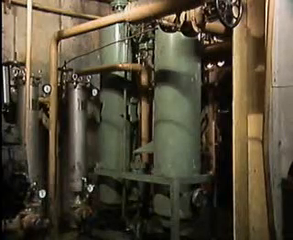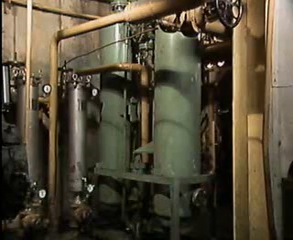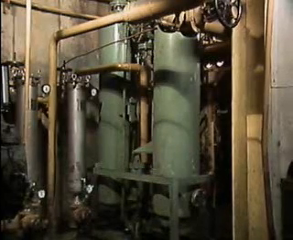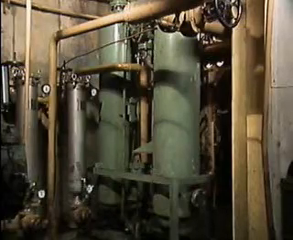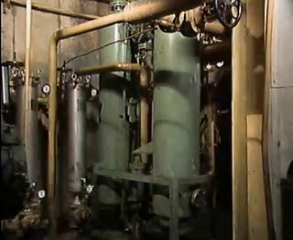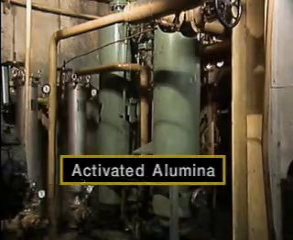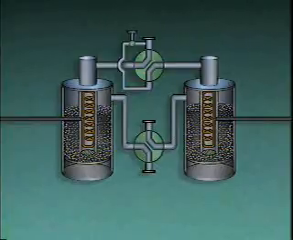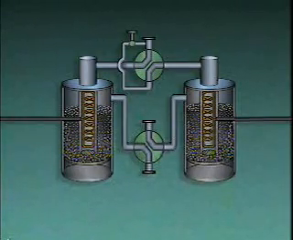Another auxiliary device that may be used along with a demister when extremely dry gas is required is a desiccant dryer. A desiccant dryer uses chemicals called desiccants to remove moisture from compressed gas. Two commonly used desiccants are silica gel and activated alumina. This is a simplified illustration of one type of desiccant dryer.